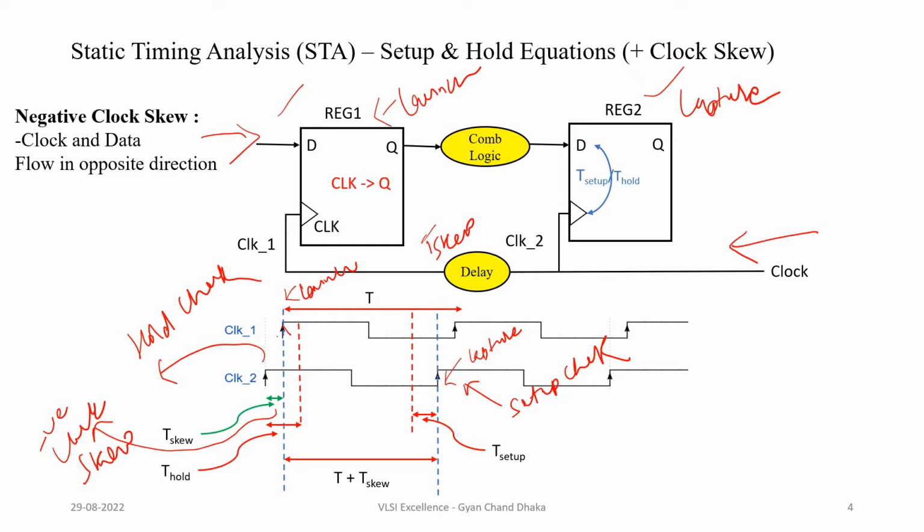So the negative clock skew is basically when the data and clock directions are opposite. And how will the setup and hold check happen in this case? The setup check will happen at this point, and the hold check will happen at this time. So the hold check is actually happening before the T skew clock time. Ideally, the hold check happens at the same clock edge. So if there is no clock skew, the clock 2 rising edge would have happened here, but it is now happening before the T skew. So the hold check will happen before the T skew time.